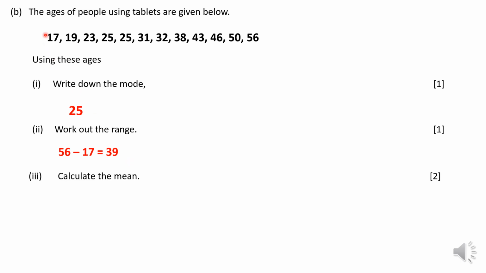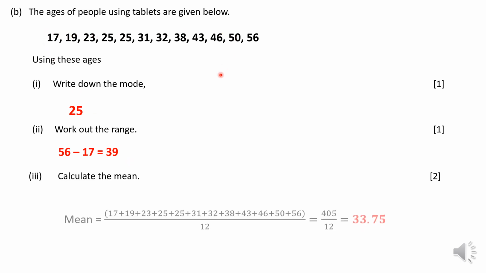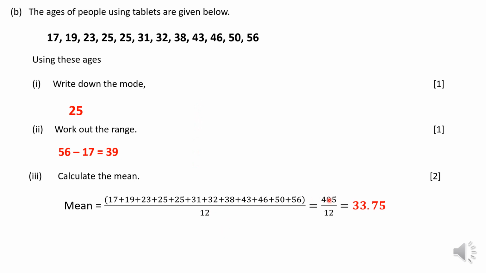The mean means you must add all of them, then you divide that by 12. So when you do that, you get 405 divided by 12, which is equal to 33.75.